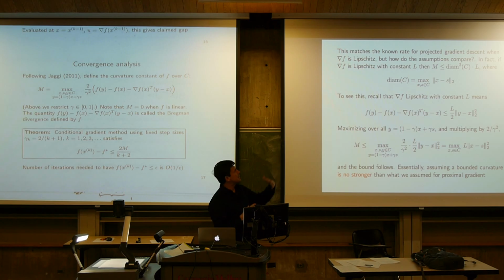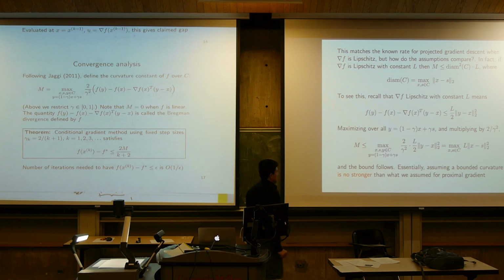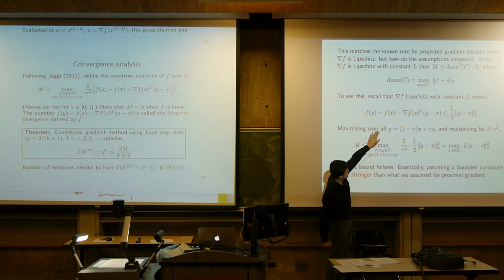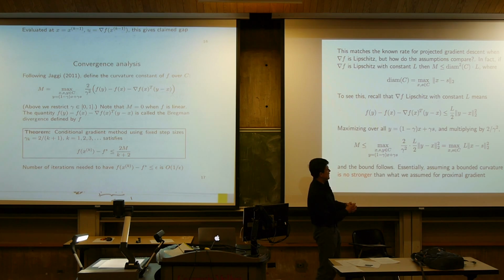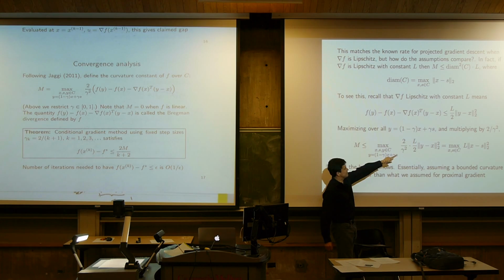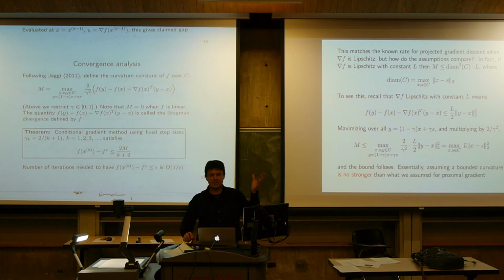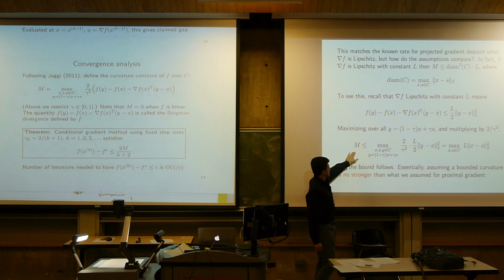Why does that follow? It is a very straightforward calculation. If you look at the definition here of the curvature, and then recall that when f is Lipschitz, you have this inequality. Then you can plug that inequality here. This difference would be less than or equal to L over 2 norm of y minus x squared. And then the gamma essentially cancels here, and you get that M is less than or equal to the max of L times the norm of x minus s squared. So if you take x and s the farthest possible apart, that will give you a bound on M.